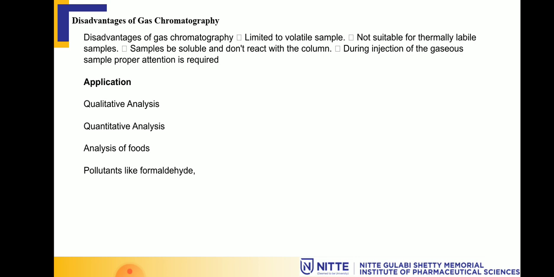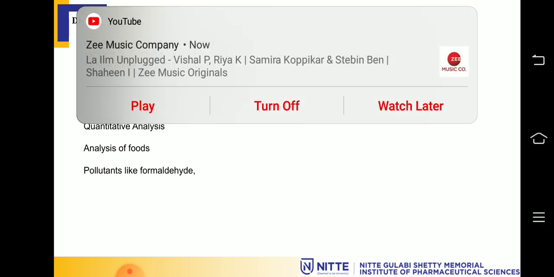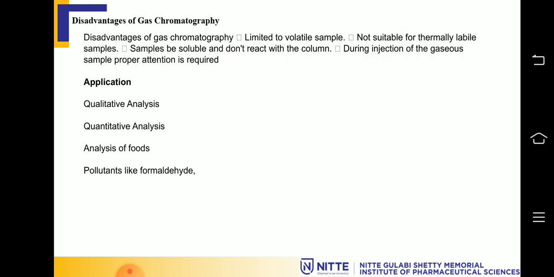So what is the biggest disadvantage of gas chromatography? It is limited to volatile samples. If the sample is not volatile, you cannot get gas chromatography done. It is not suitable for thermolabile samples, meaning if the sample is degraded by heat, it is not suitable. The sample must be stable and not react with the column, right? When you heat it, it should not cause changes within the sample itself, otherwise separation becomes tough. And during injection of the gaseous sample, proper attention is required. So these are the greatest disadvantages of gas chromatography.